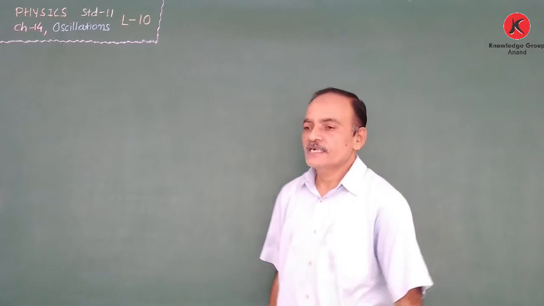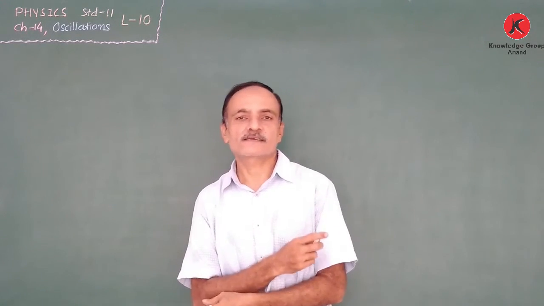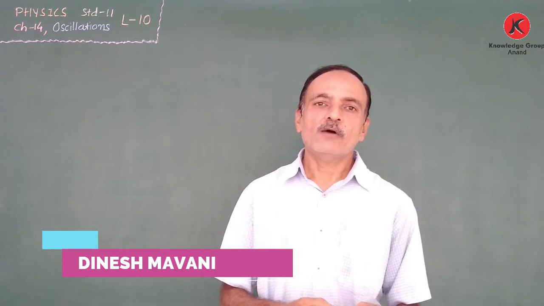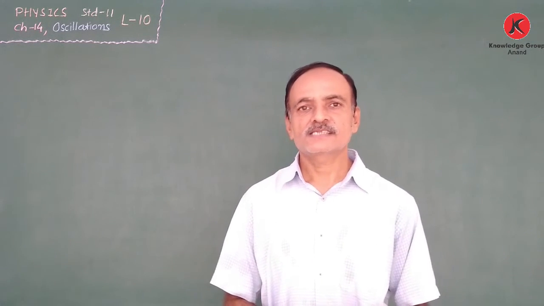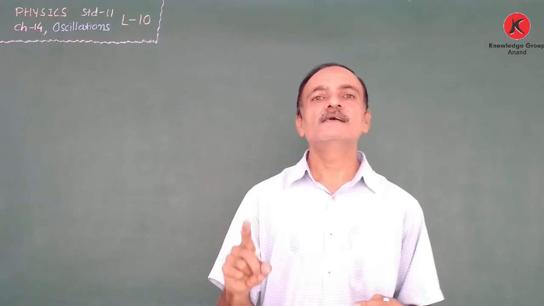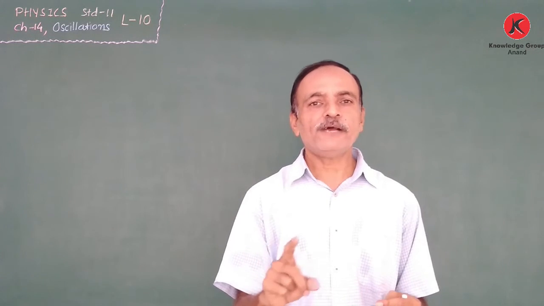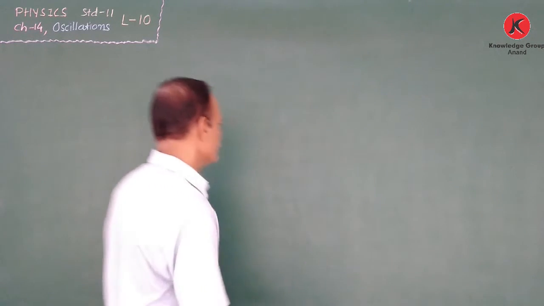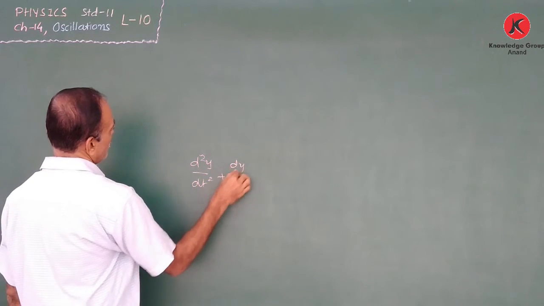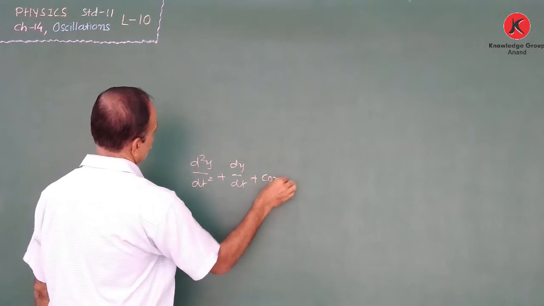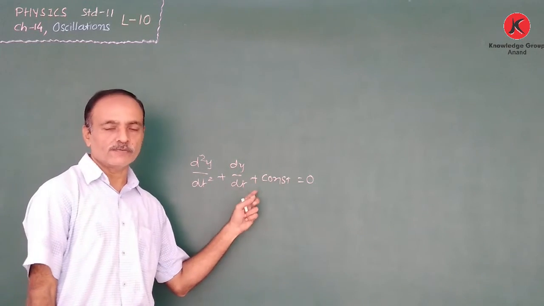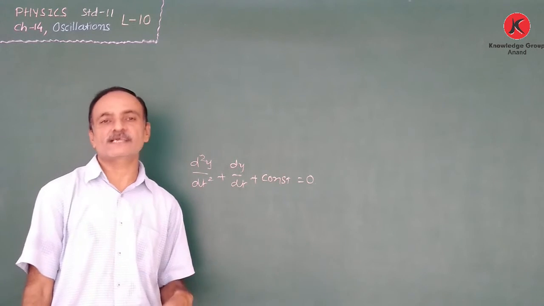Good morning, friends. After the discussion of some numerical illustrations, the next topic is to obtain the differential equation. Now, what is a differential equation? An equation in which the terms are of different orders of derivative, like this: d squared y upon dt squared plus dy by dt plus a constant is equal to 0. That is known as the second order differential equation.